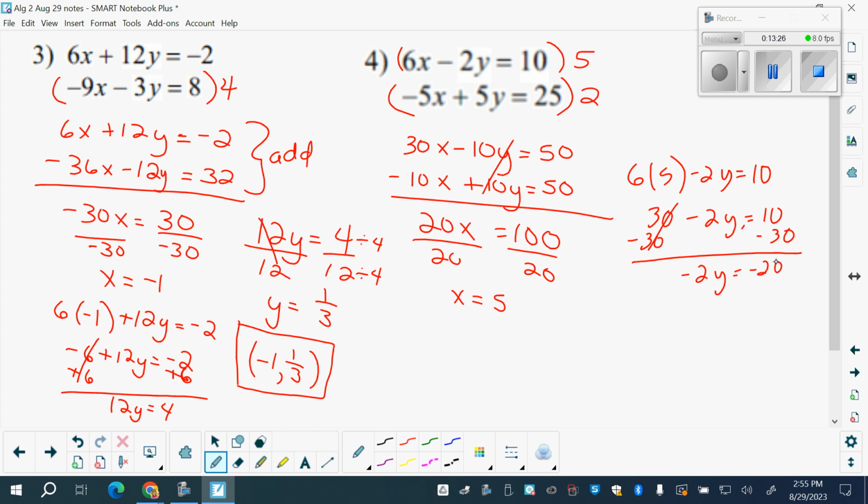And then what's our last step? What would our next step be? When we have a number next to a letter, what does it mean? Are they adding, multiplying? That means multiplication.